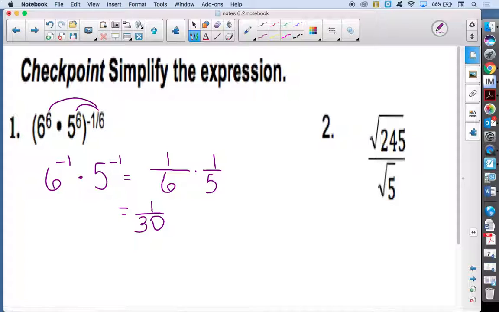Tyler, how'd you do it? I did 6 to the 6 times 5 to the 6. So because these have the same powers, you can multiply them together and get 30 to the 6th.